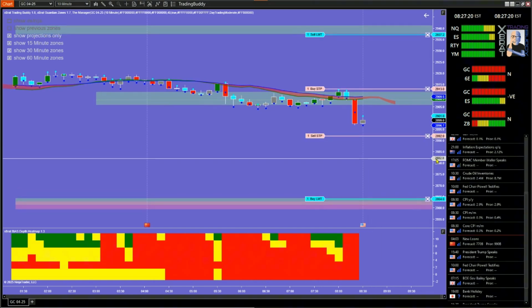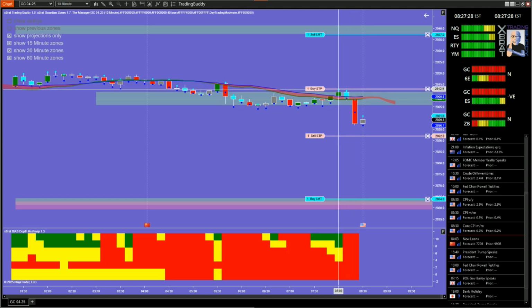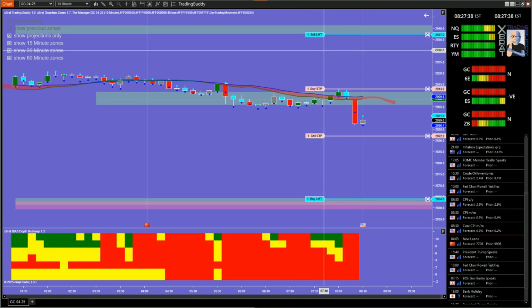So what I've done is set up some orders. I'm going to buy if it reverses, comes out through this 30-minute zone and above these two candles here. So 2913 is the stop market order for the buy. I've got the sell limit order there for profit just at this next 30-minute zone.